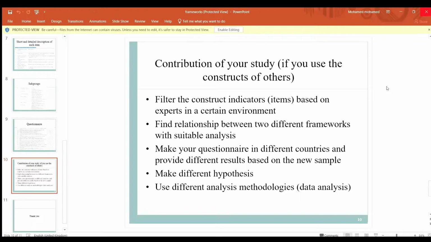Another thing is to make different hypotheses. You can set your own hypotheses in your own way, and these hypotheses can provide more details and more concepts of these items. And the last one is to use different analysis methodologies.